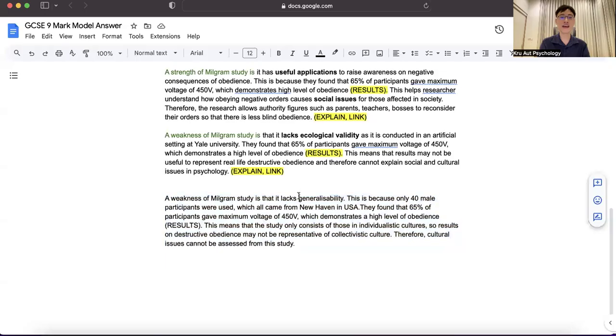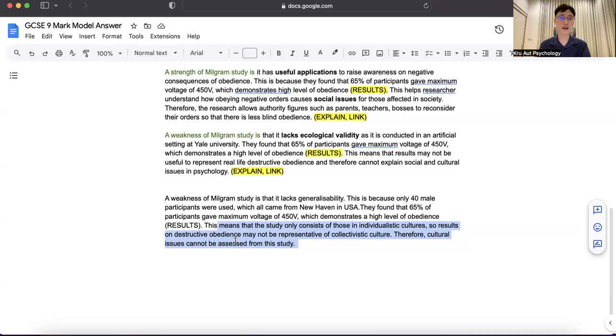So I wrote here, students will need to know what generalizability is and that the Milgram study lacks generalizability, and we explain it. This is because only 40 male participants were used and all came from New Haven in the USA. And the results here are the same. Then explain further and link that this means the study only consists of those in individualistic culture. So here you can see I'm talking about cultural issue, saying that it's from individualistic culture, and results on, be specific on the topic, destructive obedience, may not represent those, cannot apply to explain those in collectivistic culture.